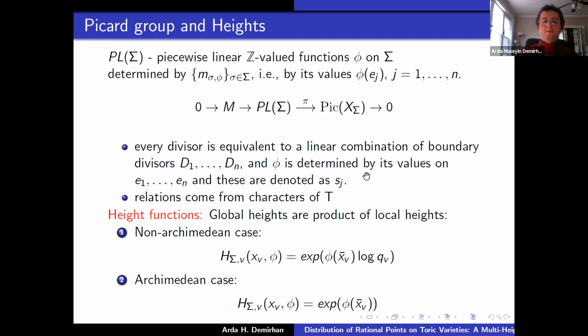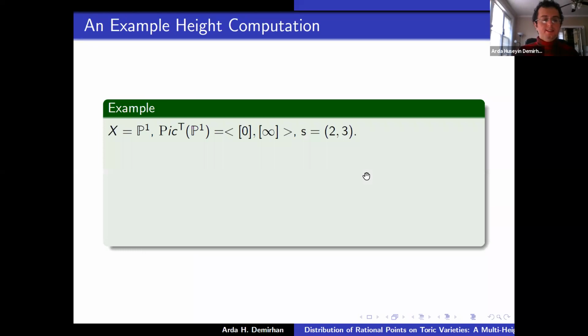Here, x bar v is a representative of the kv rational point of T in some special quotient space. One striking thing is the product formula ensures that the choice of the representative doesn't change the global height function; it is well defined. And qv is the cardinality of the residue field of the completion of K with respect to v. For the Archimedean case, we don't have it. It's just the exponential.